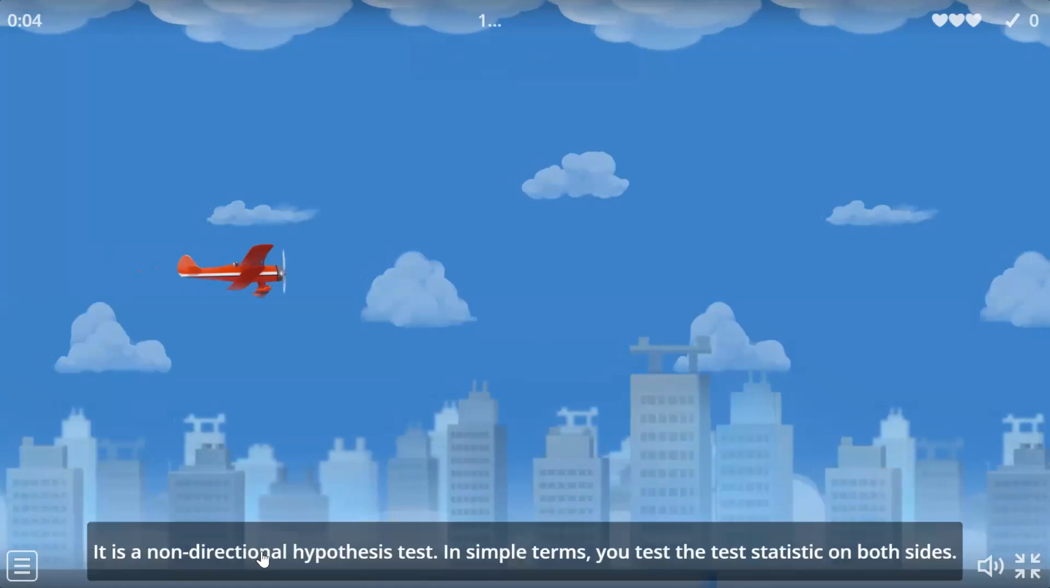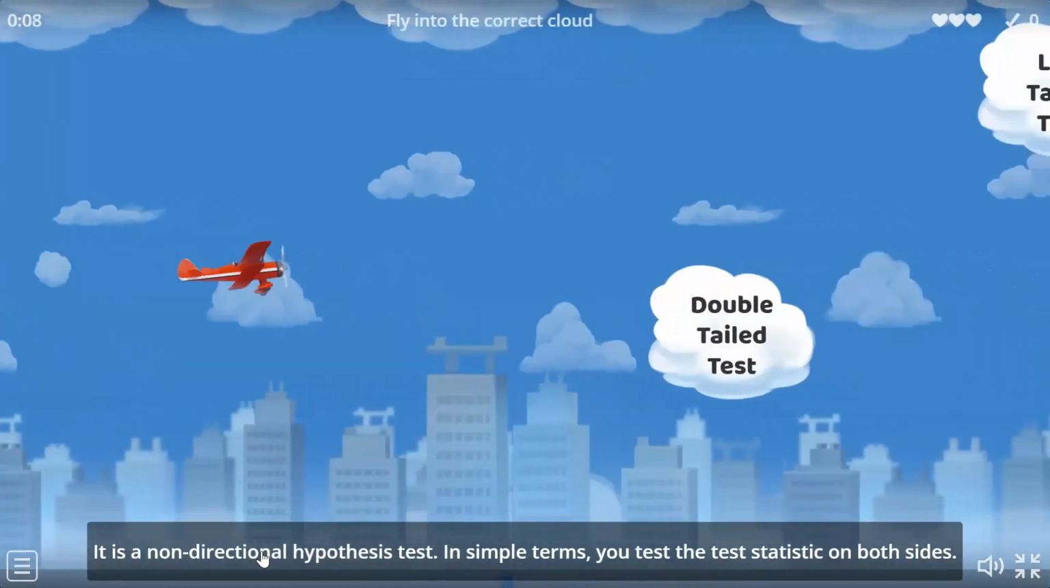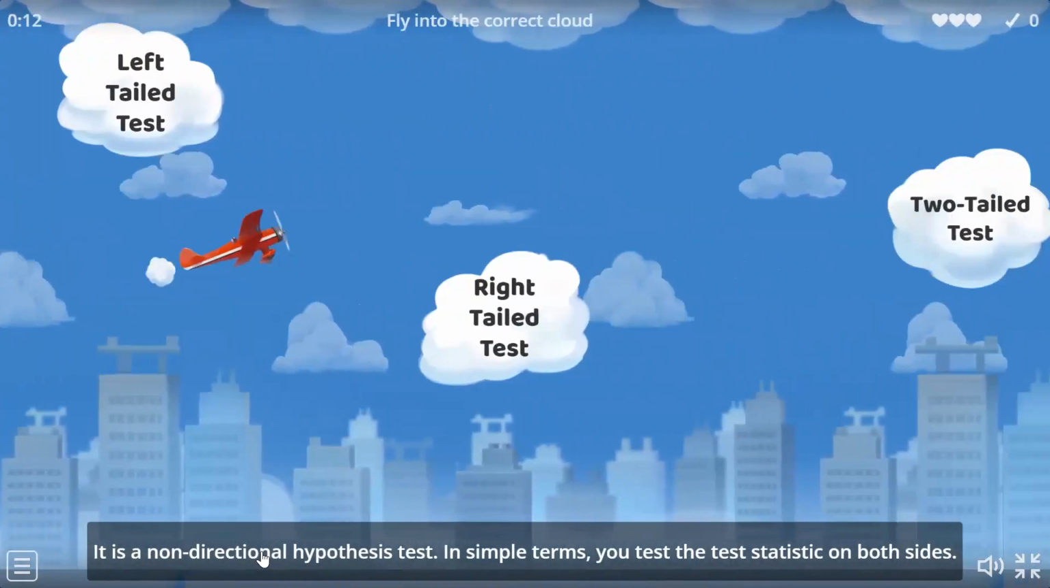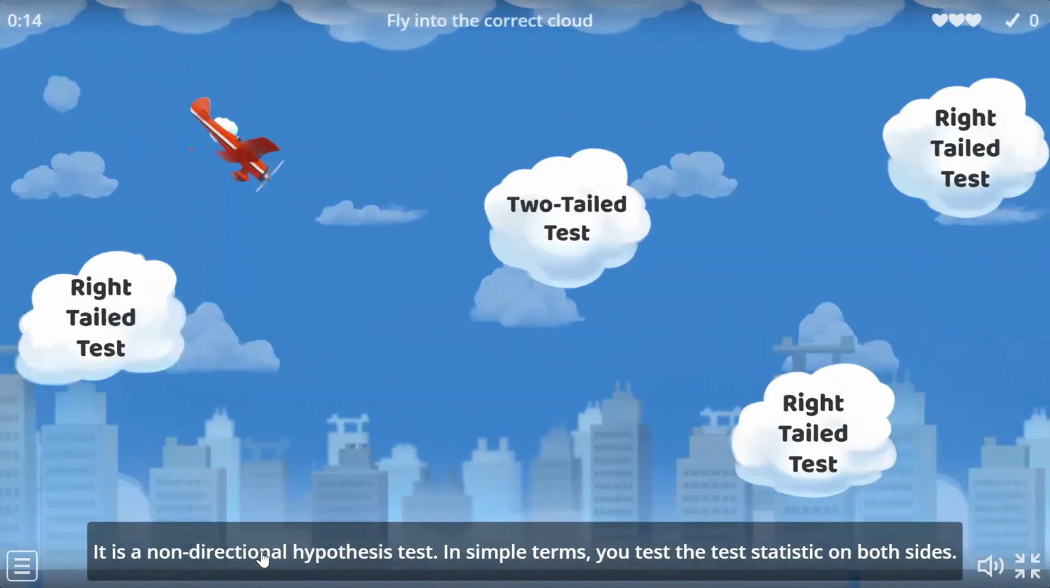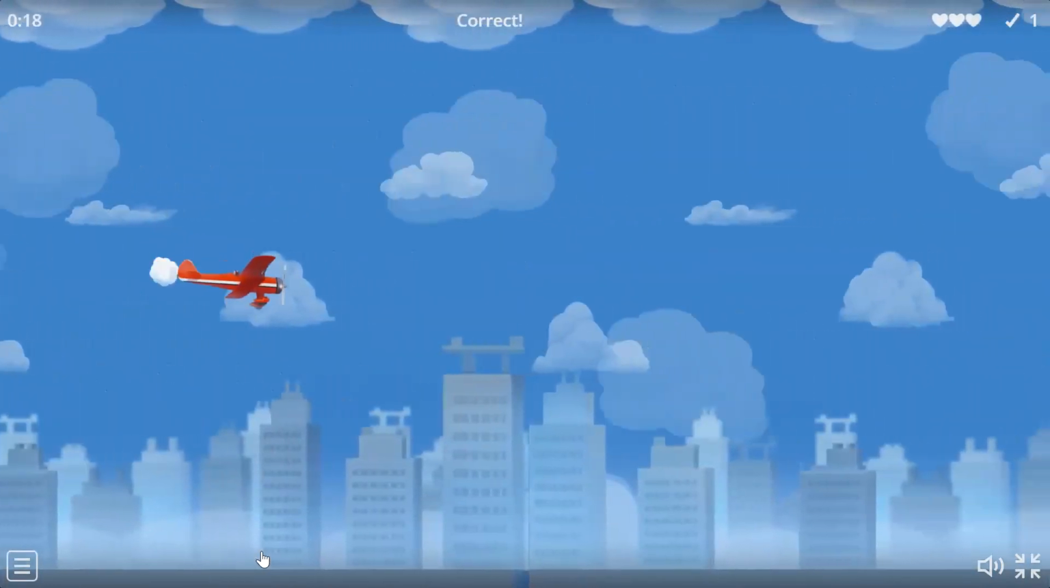So that's an airplane. So this is the question. It is a non-directional hypothesis in terms you have test statistic on both sides. So of course the answer is two-tailed. So you will go up and down and then hit that, and then wait for the next question.